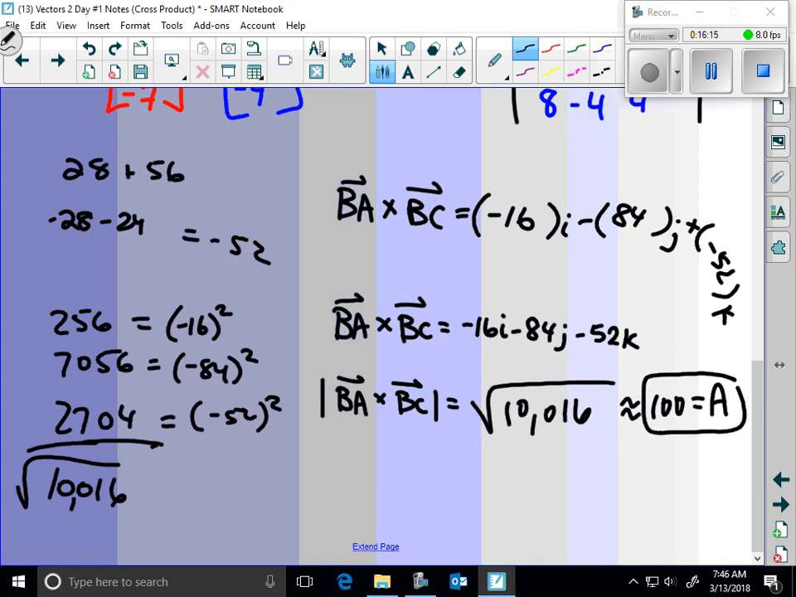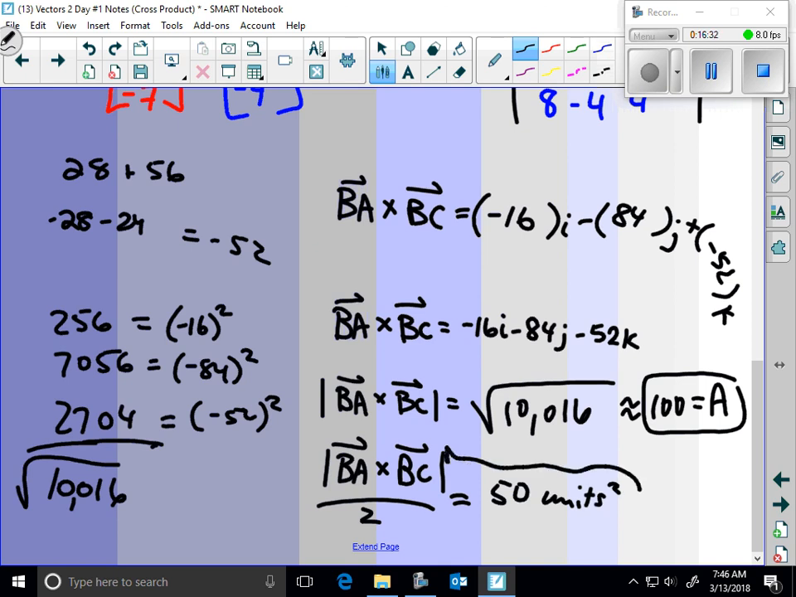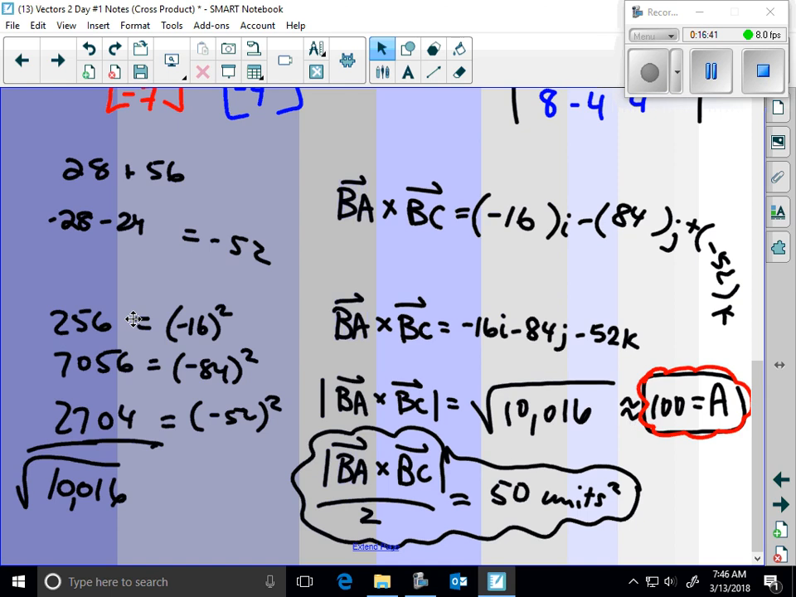Okay, and then of course the area of the triangle would be that value divided by 2, which would be approximately 50. And we don't have units on this, so I'd say units squared. There's your area of your parallelogram, or your triangle. All right, guys, that's cross product. The magnitude of the cross product is the area of the parallelogram. Good luck, and let me know if you got questions.